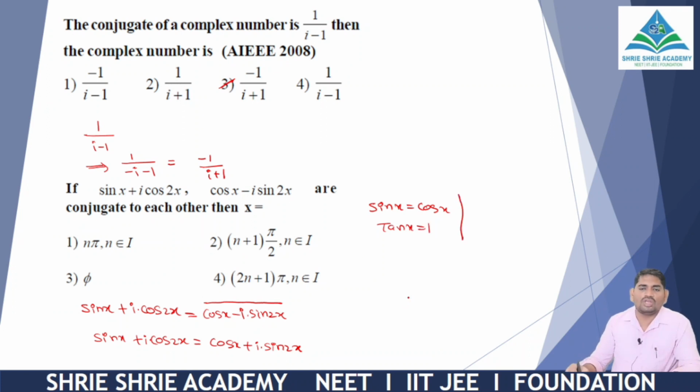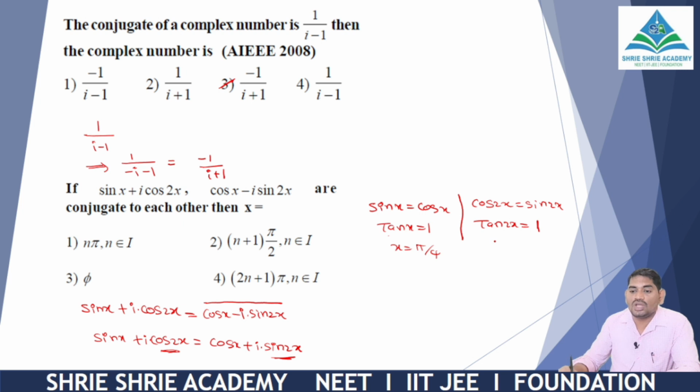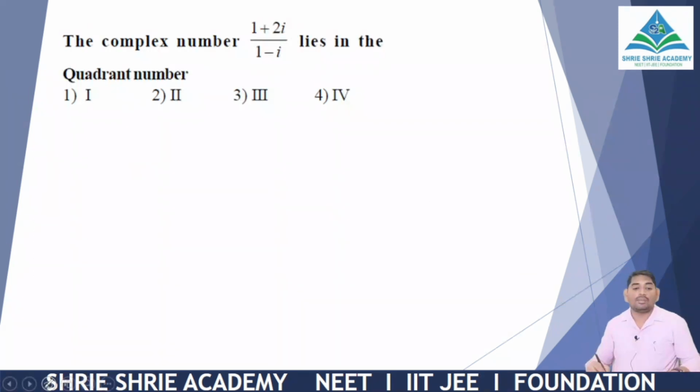From this we can write tan x is equal to 1, so x is equal to 45 degrees, I mean pi by 4. Suppose we equate the imaginary part. Left side imaginary part is cos 2x, right side imaginary part is sin 2x. From this we get tan 2x is equal to 1. Tan x is equal to 1 gives x is equal to pi by 4. Tan 2x is equal to 1 gives 2x is equal to pi by 4, then x is equal to pi by 8.